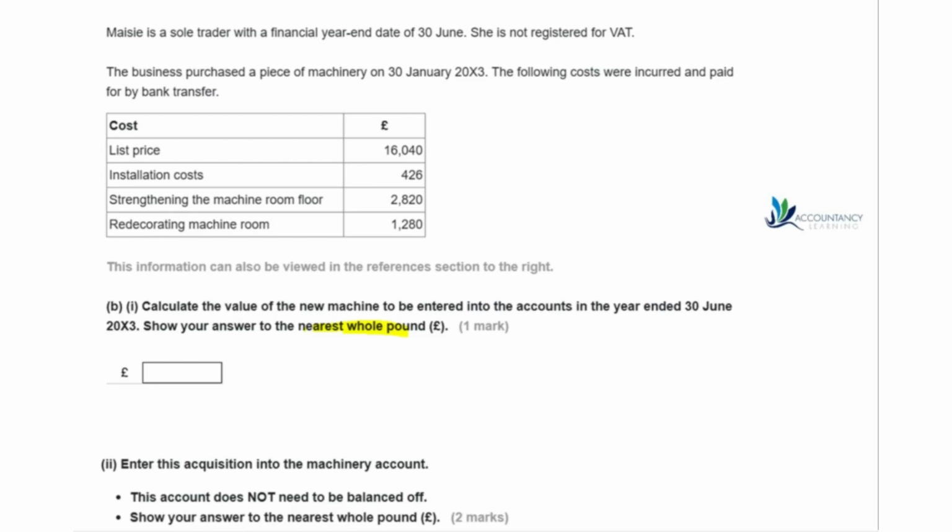So what do we include in the value of the machine? So the value of the machine itself, and then anything that brings it to its location and usable condition. So we need to have it installed. We need to have the floor strengthened in order to be able to use the machine in that room. But we don't necessarily need to redecorate the room in order to use that machine. So we can add these three together to give us £19,286 as the value of the new machine.